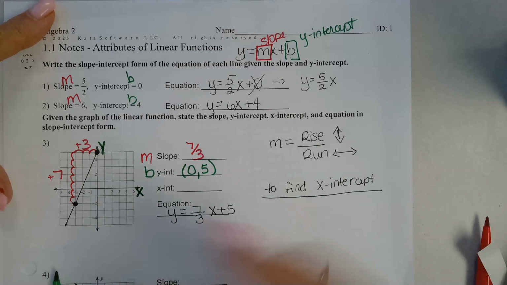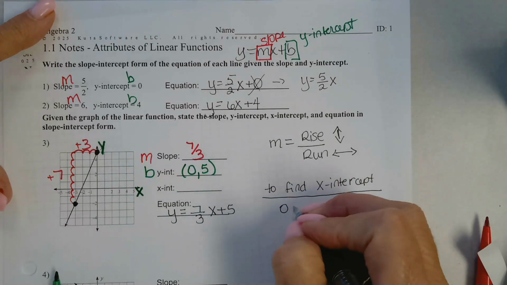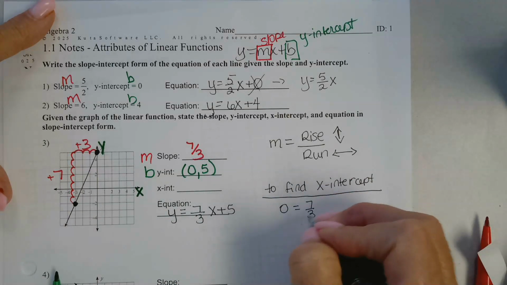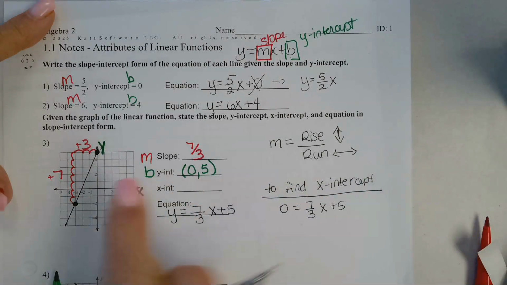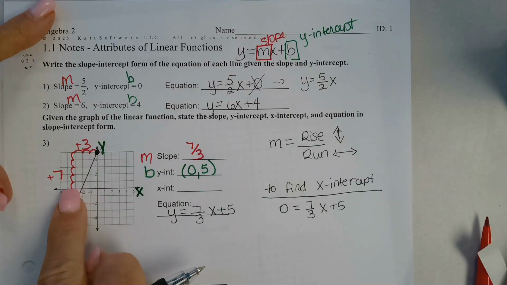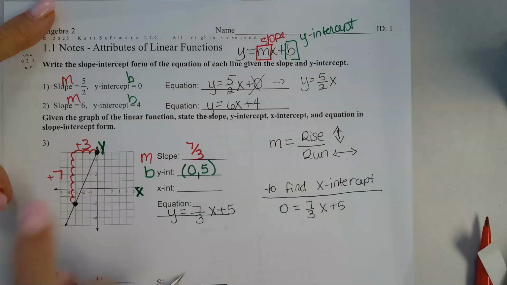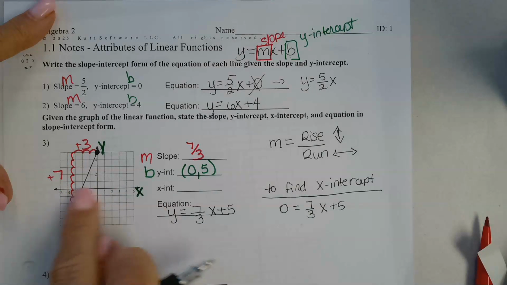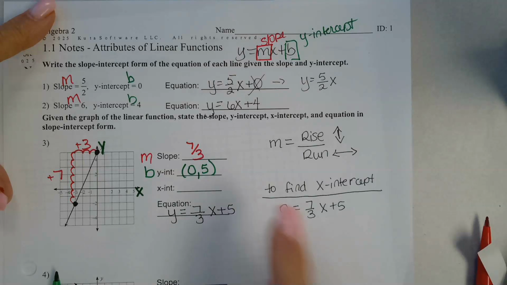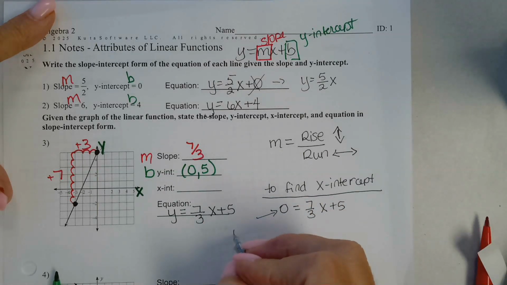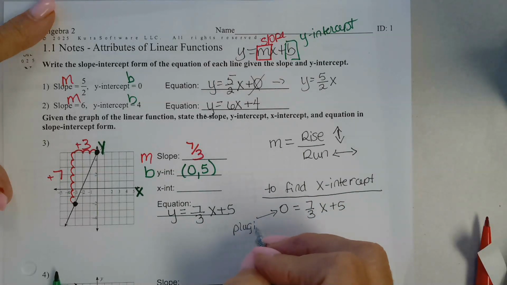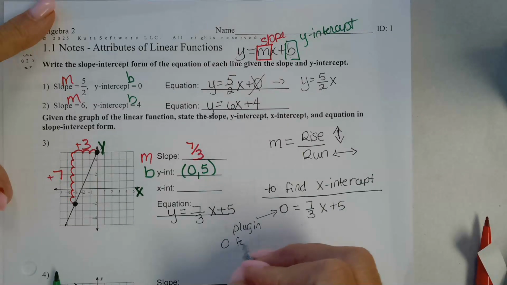You're going to plug in 0 for y, because on the x-axis, whatever that point is right there, I know that y is going to be 0. So every point on here, the y is equal to 0. So plug in 0 for y, and solve.